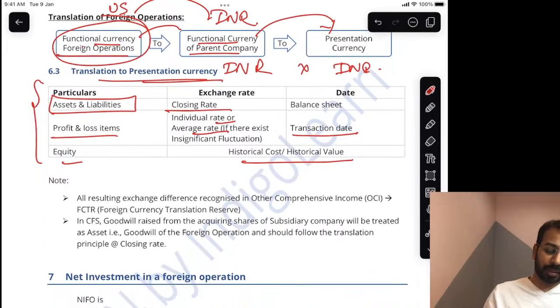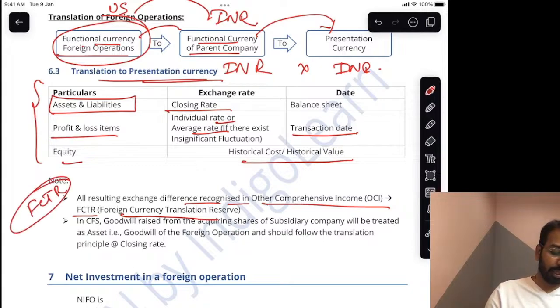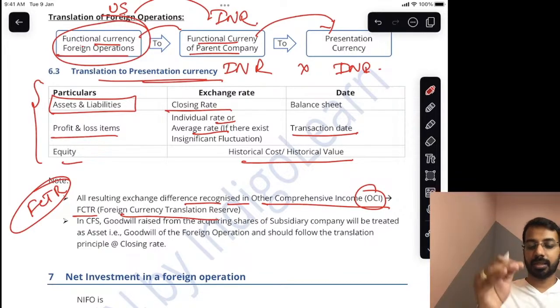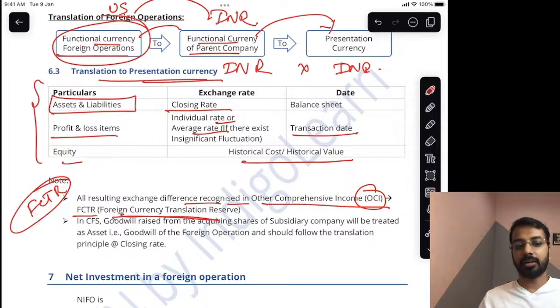All resulting differences arising due to this translation are recognized in other comprehensive income. That is called FCTR, foreign currency translation reserve. Accordingly, you will accumulate this in OCI and carry it until the foreign operation is disposed of. Till the time you continue to operate the foreign operation, you will carry the difference in the foreign currency translation reserve.